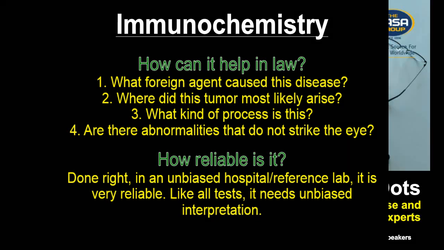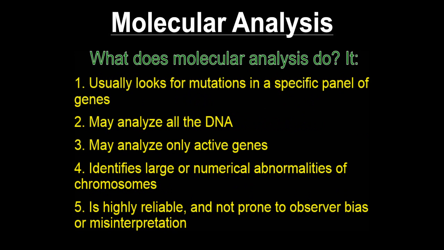Molecular analysis is different. It does some of the same things that immunochemistry does, but does it differently. It looks at things in DNA and RNA. So it usually is used much less for the kinds of purposes that we were describing, and much more in a forward-thinking way of trying to identify mutations in DNA. It can analyze only some DNA. It can analyze all DNA. It can analyze only active genes, which is to say most genes in everybody's body are quiescent in any given cell at any given time. So it can analyze only those that are active or activated.